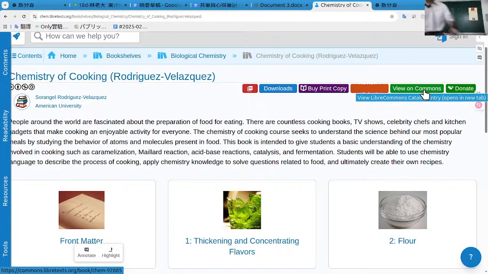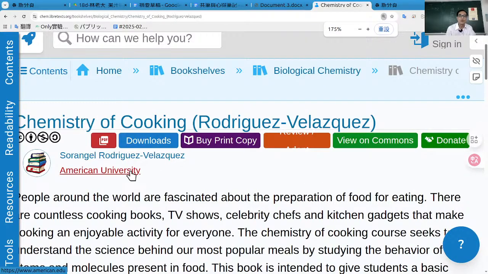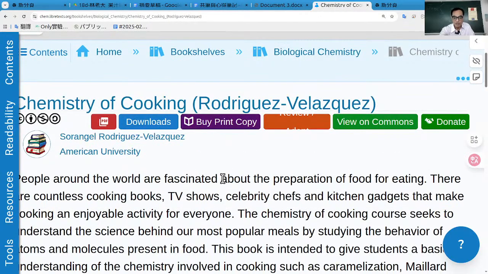Okay, then this chapter is about the chemistry of cooking. Before we start, let's try to know the authors. The authors are Sorengel, Rodriguez, Vernaz, Case, and Melasky. Okay, I don't know how to read all of these. Rodriguez is a very famous family name from Spain or somewhere. And it's from an American university, and there are some chapters that check it.